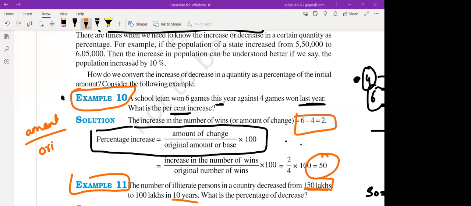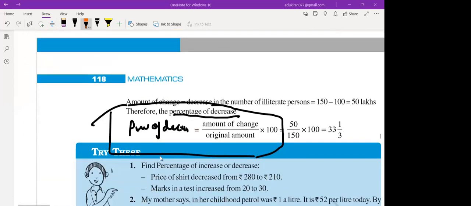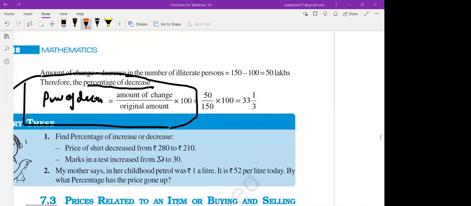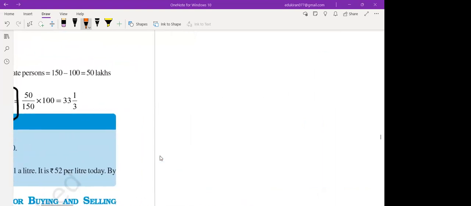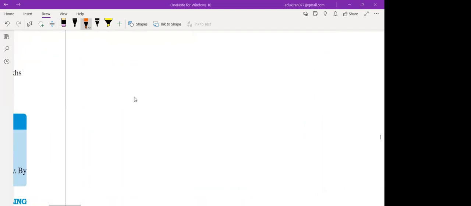I'm finished. Okay, so should we discuss the answer, everybody? Yes, ma'am. Okay, let's start. The answer is 100 by 3, which is equal to 33.33%. Let's do it. Okay, I'll do it here.